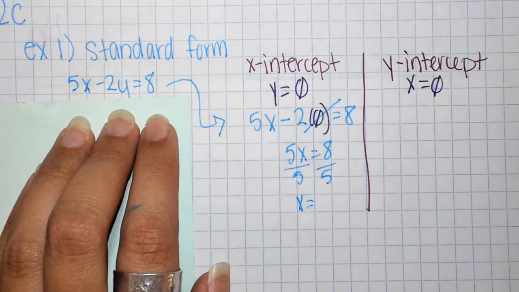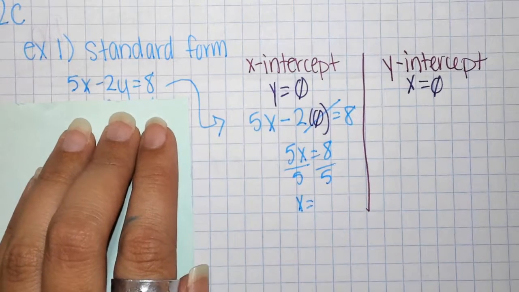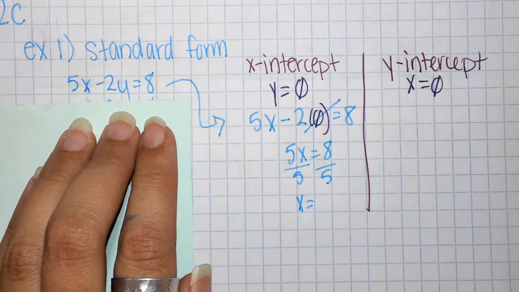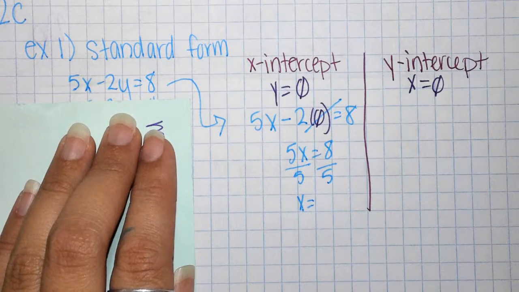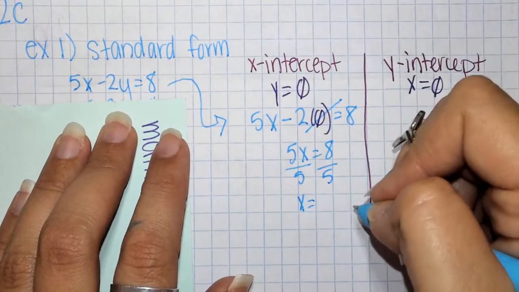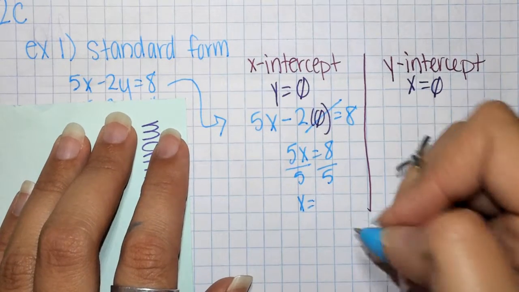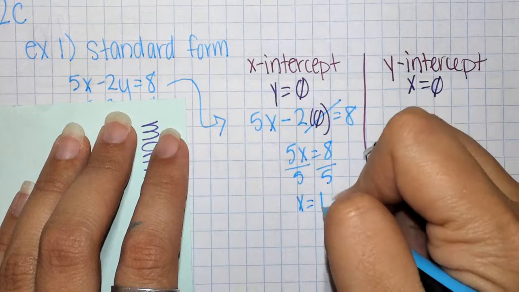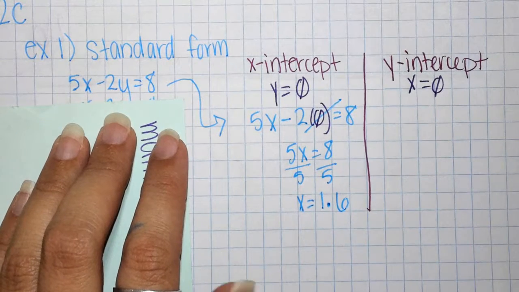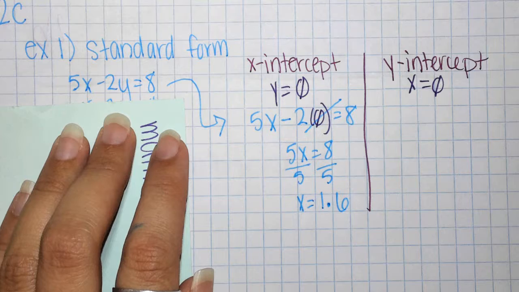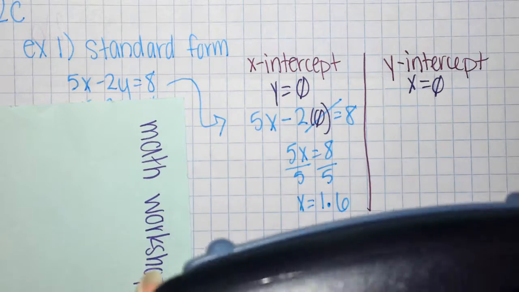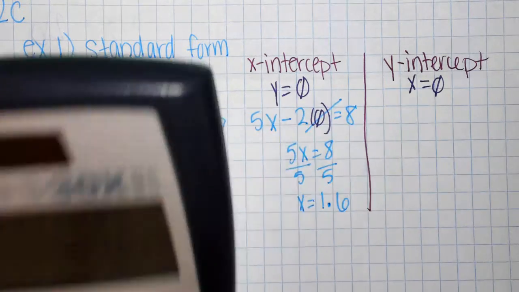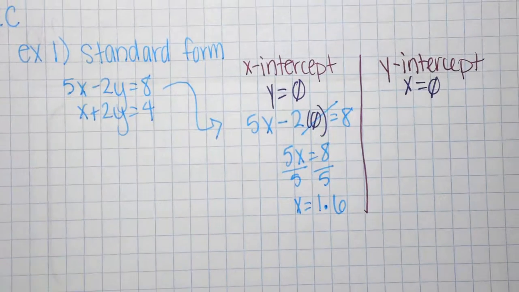And what is 8 divided by 5? No, that's subtracting. We're dividing. Y'all got calculators. Is it 1.3 or 1.6? 8 divided by 5 is 1.6. Jorge said 1.3, but he's wrong.